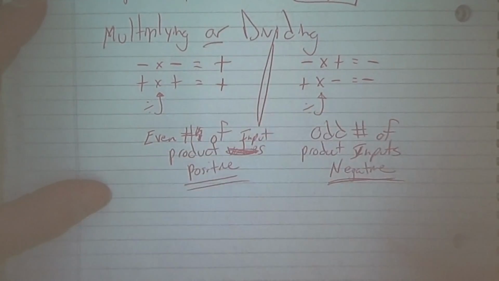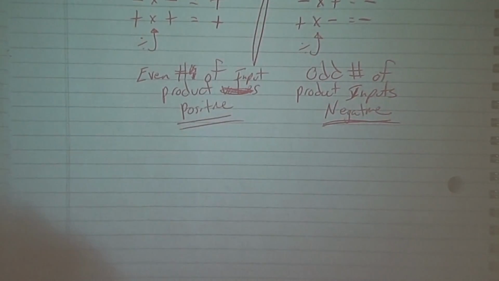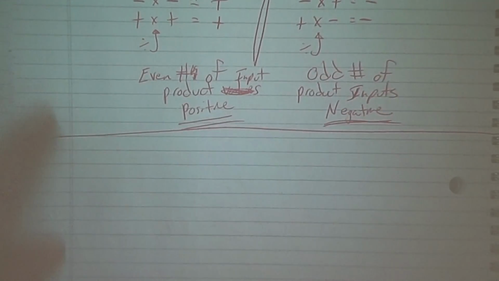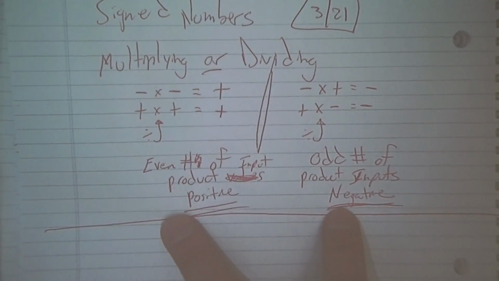Odd number of product inputs, the answer is negative. All right? Just old school stuff that we should already know. If we don't, this is just another way to cement it in our brains. That's multiplying or dividing. That's the easy part. We just have to remember it.